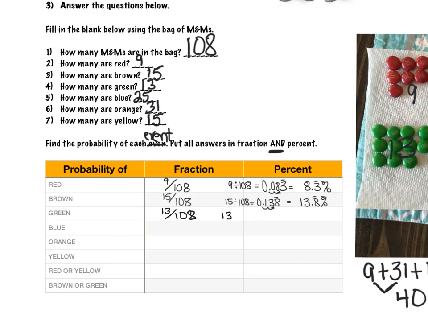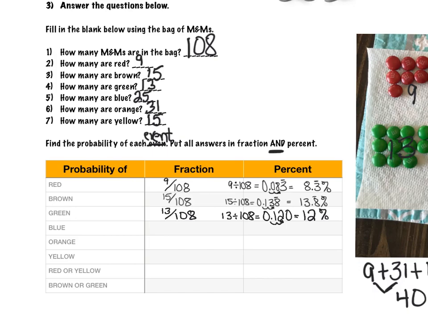So we take 13 and divide that by 108. That gives us 0.120. We can stop there because it's not repeating. We move the decimal place over 2 places. We have a 12% chance of pulling out a green.